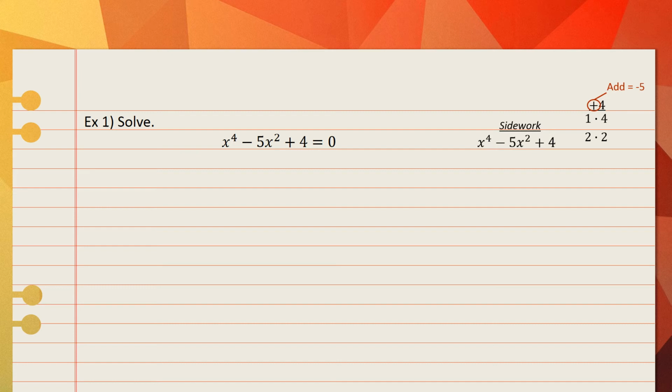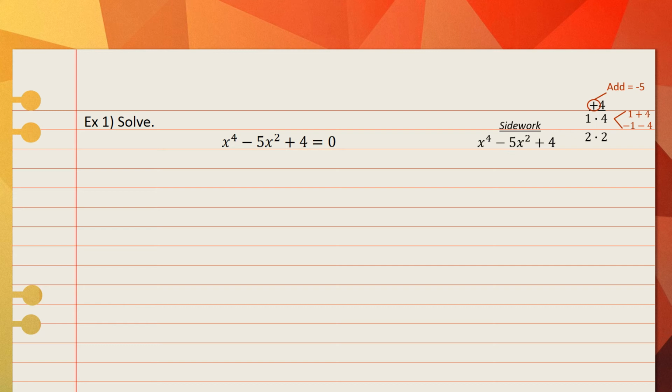Well, there is a possibility when we're looking at 1 and 4. Now, to add, they must have the same signs, whether the 1 and 4 are both positive or the 1 and 4 are both negative. In which case would we get a negative 5? Well, that would be the negative case.